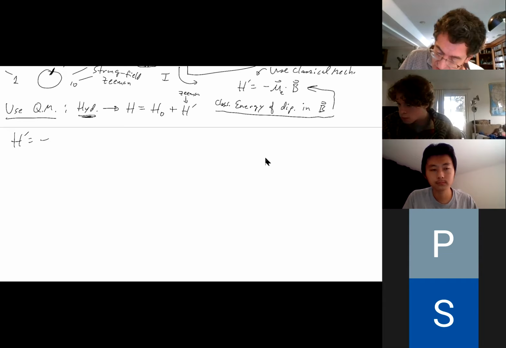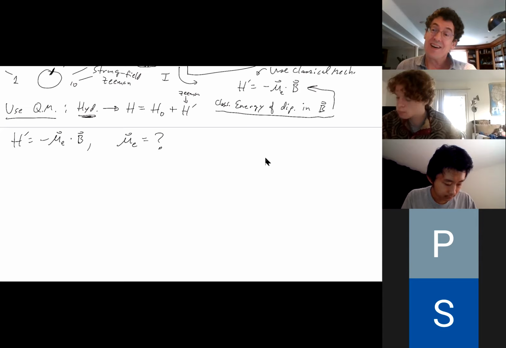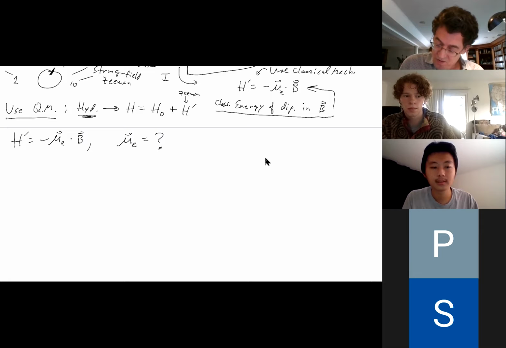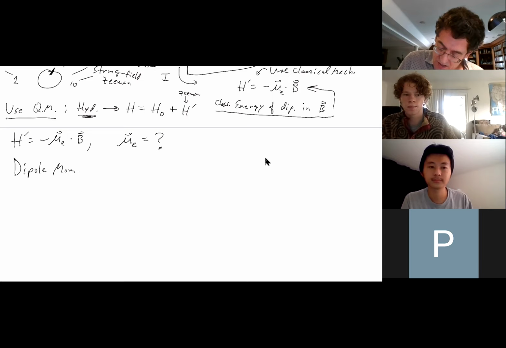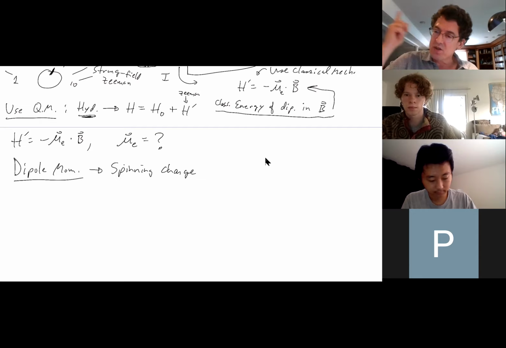But what the heck is mu_e? What's the dipole moment of an electron? What is it? Where does it come from? Well, let's remember that dipole moments come from spinning charge, or I should say looping. When charge is flowing in a loop, it gives you a dipole moment.